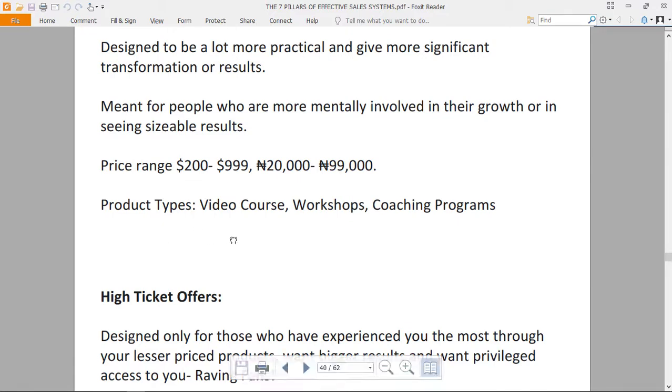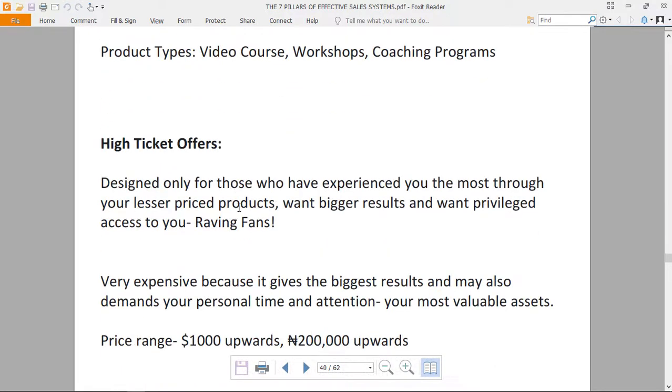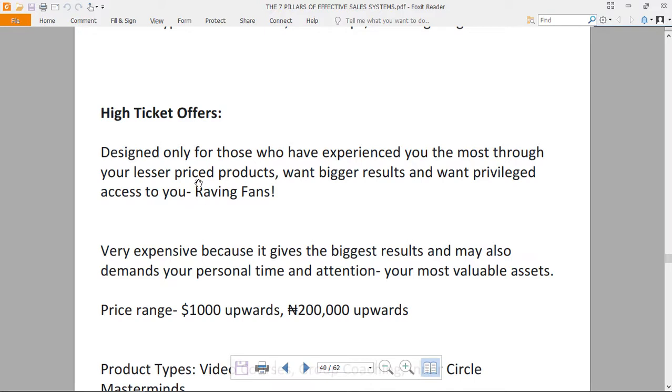Now, let's move to high ticket. High ticket offers. This is the cream of the crop. This is the largest. This is your most expensive offer. And this is only designed for people who have experienced you the most through your lesser priced products. So they've gone through your low ticket offers, your super low ticket offers, your mid ticket offers. They are ready for your most expensive offers.